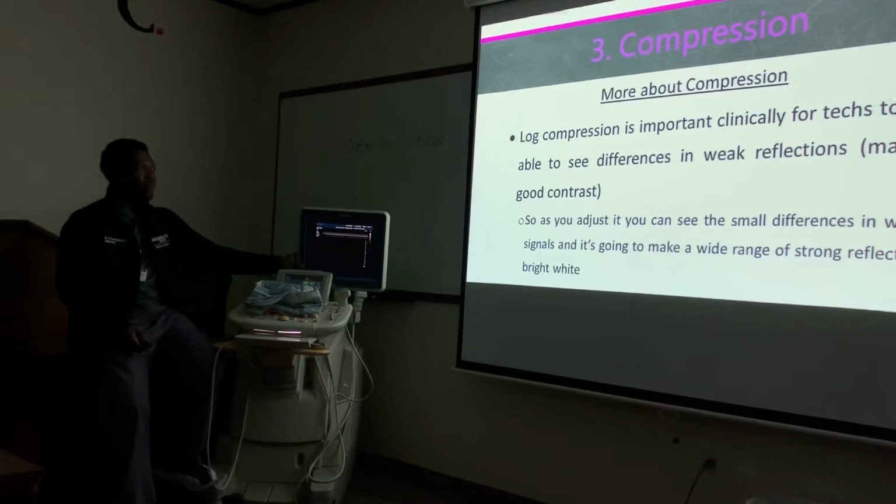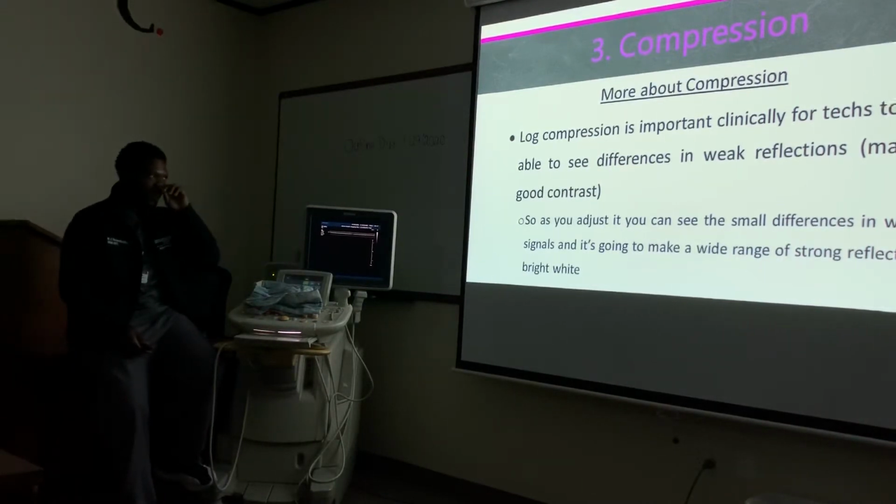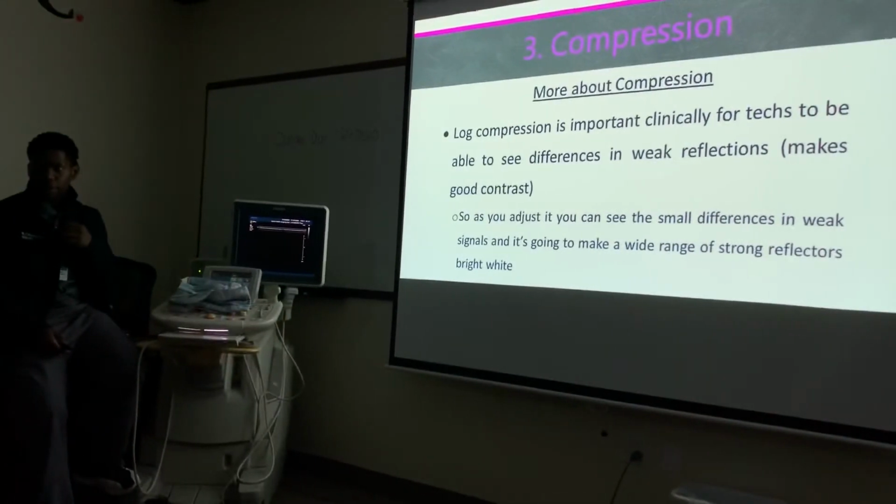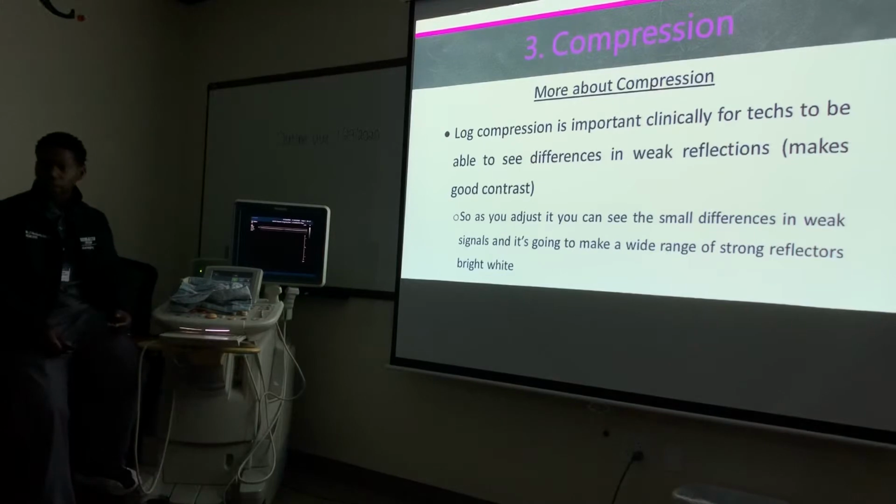All right, guys. So log compression is clinically important for the technology because we're able to see the differences in the weak reflections. Okay. It makes good contrast. If we increase the dynamic range, we're going to make a more black and white image on this machine. If we decrease it, that may change based on the machine, guys. I'm not going to say it's like that on every single machine. So as you adjust it, you can see the small differences in weak signals, and it's going to make a wide range of strong reflectors bright white. So when I turn it up, it's going to make my blacks look a little darker and my whites really bright.